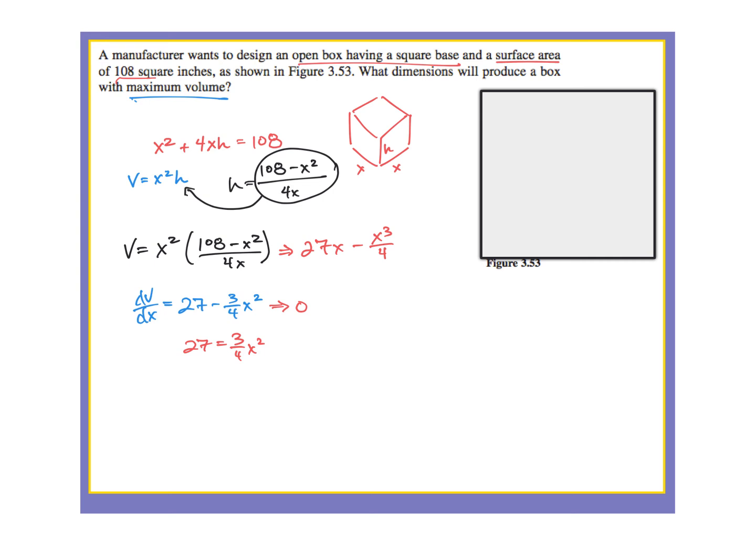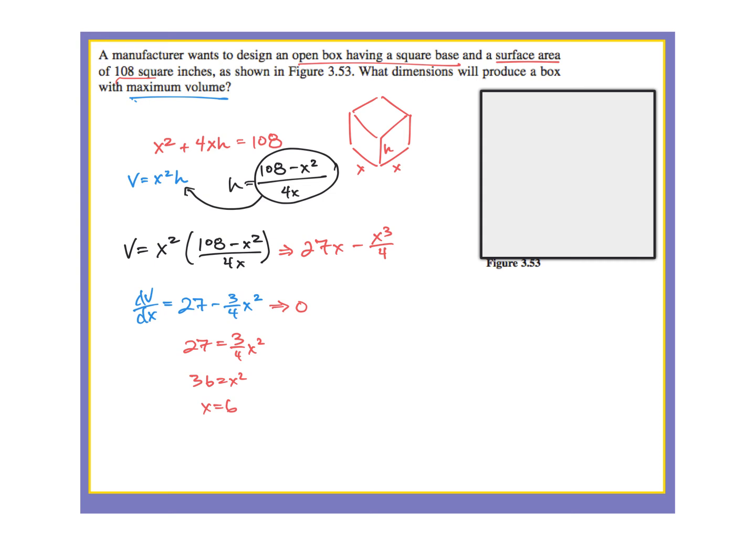Multiply by what? 4/3. I multiply by 4/3. So 27 divided by 3 is 9. 9 times 4 is 36. So I have 36 is equal to x squared. So what does x equal? 6. Technically, it's x is equal to plus and minus 6, but do I want the plus and minus part? No. Does it make sense to have a negative side length? No, you can't have that. That'd be extraneous.